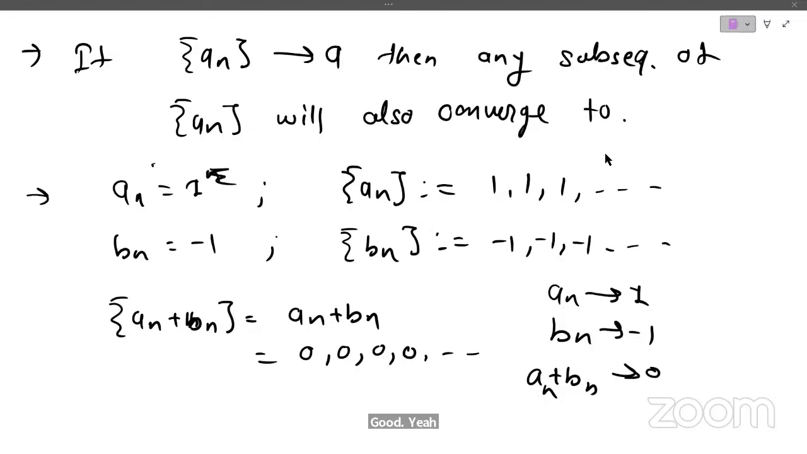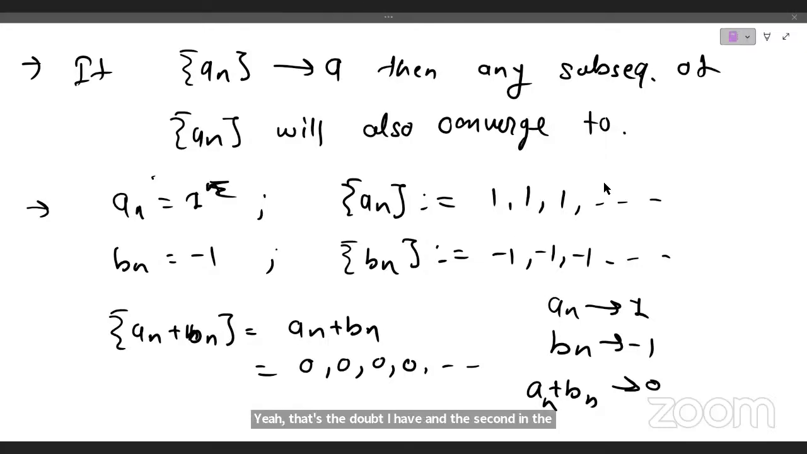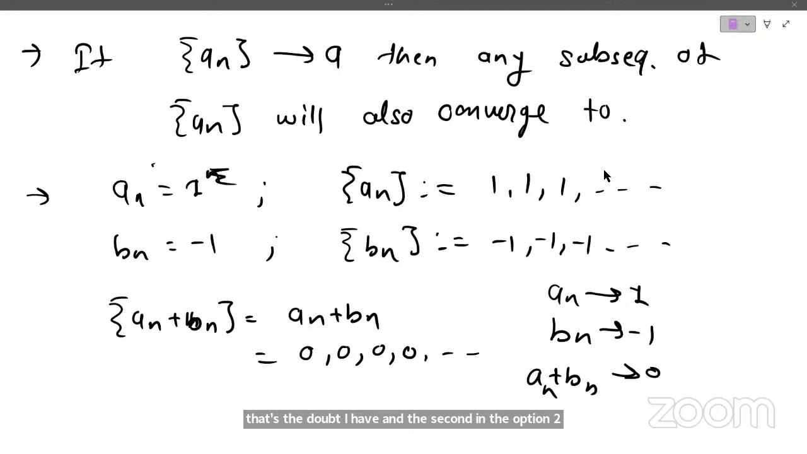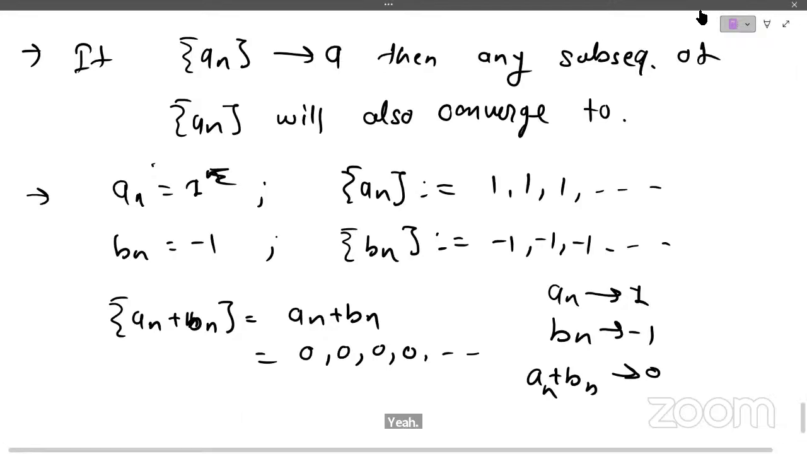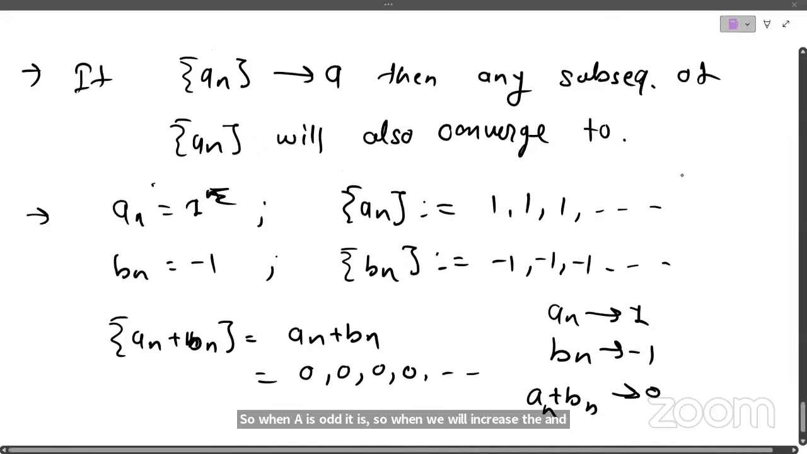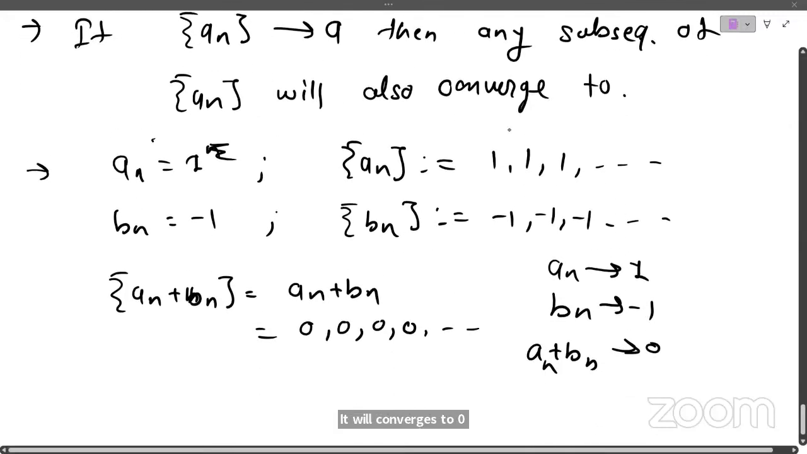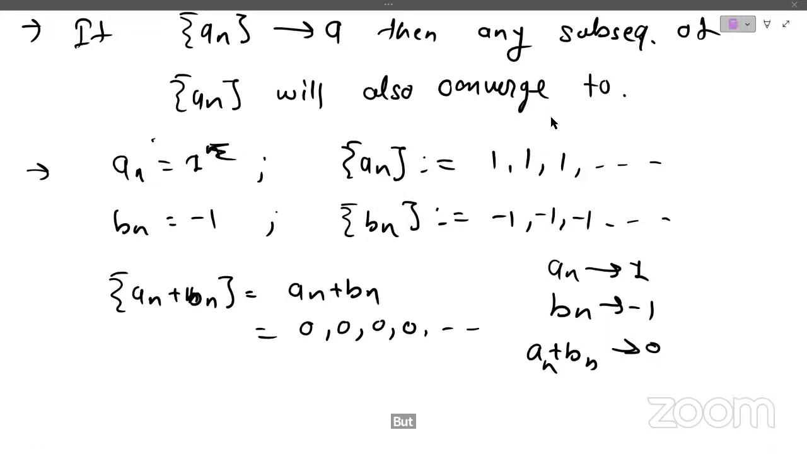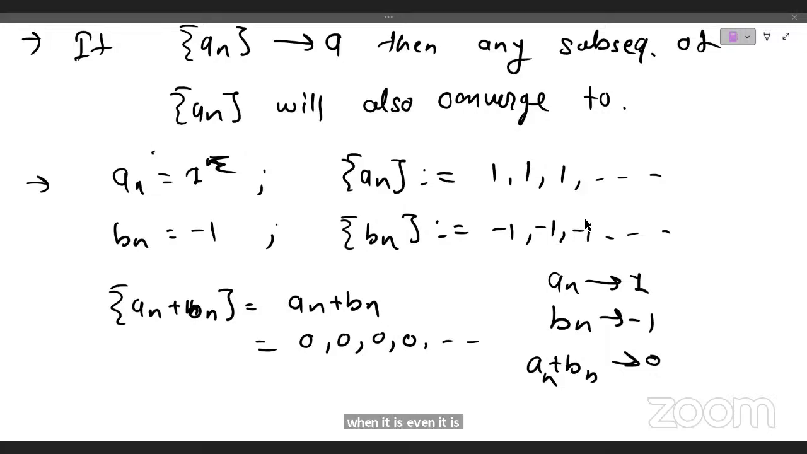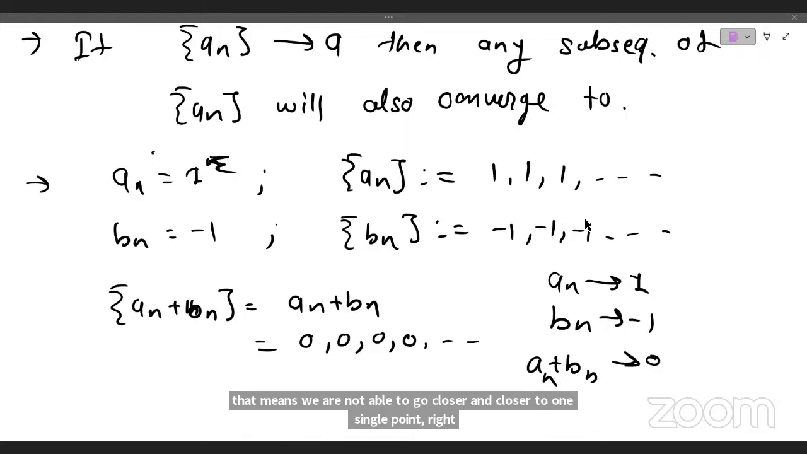And the second, in option 2, the sequence an when n is odd, when we increase n, it converges to 0. But when it is even, it is already 1. So the second option is not true, because if you take n to be even and go to infinity, one part of the sequence is going to 0 and the other part is going to 1. So that means we are not able to go closer and closer to one single point, right?